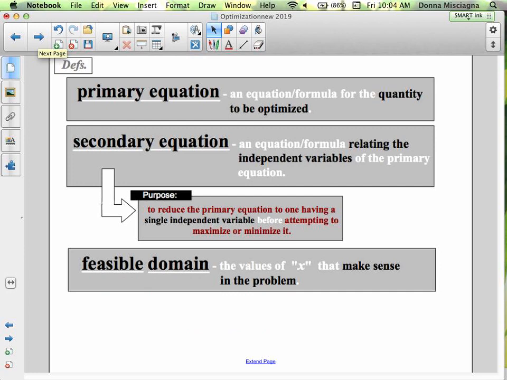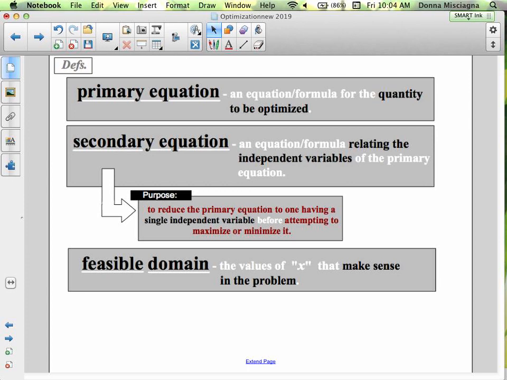A couple definitions here, and it's not definitions that you need to memorize. Just be able to understand if I say primary equation, secondary equation. So primary equation is an equation or formula for the quantity to be optimized. It's our final equation that we're going to be using. But we usually have to do some things along the way, because like I said, you can make the volume as big as you want if you keep making the package bigger, but then your materials cost more money.